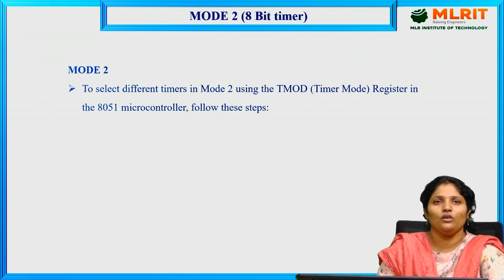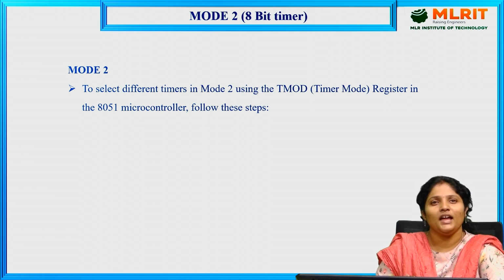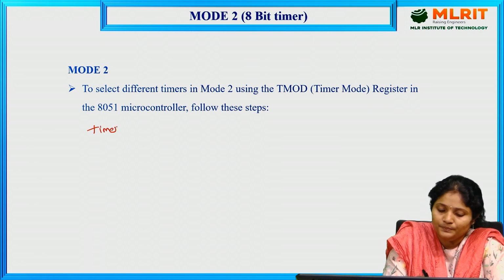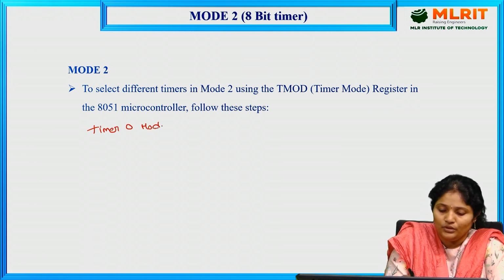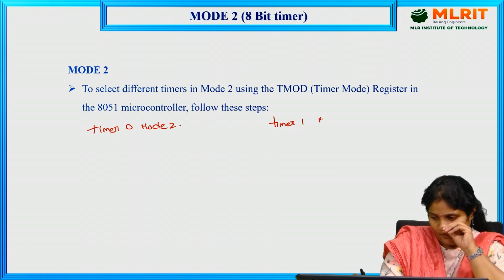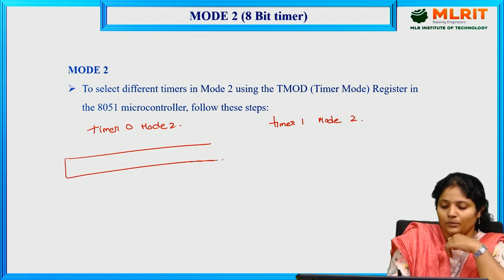If I want to select different modes, if I want to select timer 0 in mode 2, what is the value I need to load into the TMOD register? As well as if I want to select timer 1 in mode 2, what is the value that I need to load into the TMOD register? Let's see. So here timer 0 and mode 2, and here timer 1 and mode 2. So we need to draw the TMOD register.